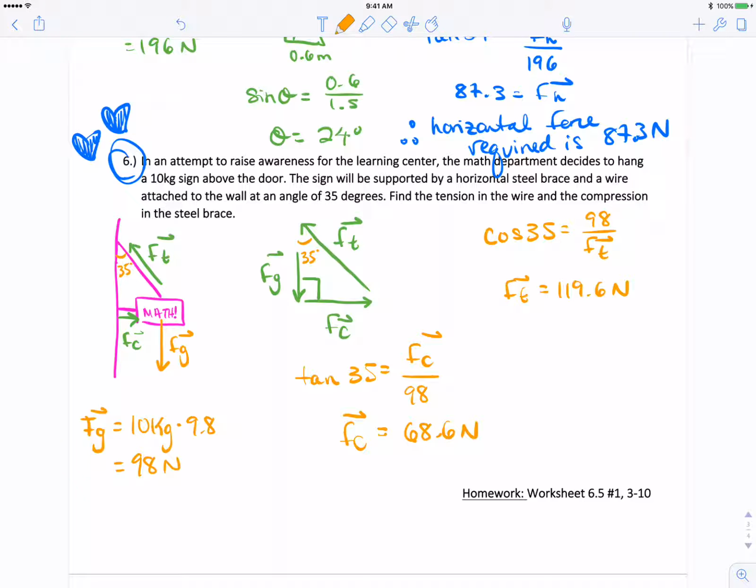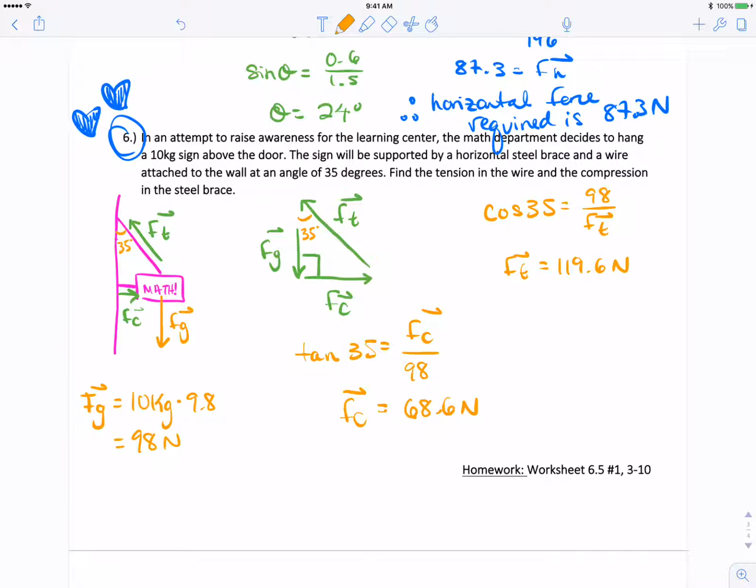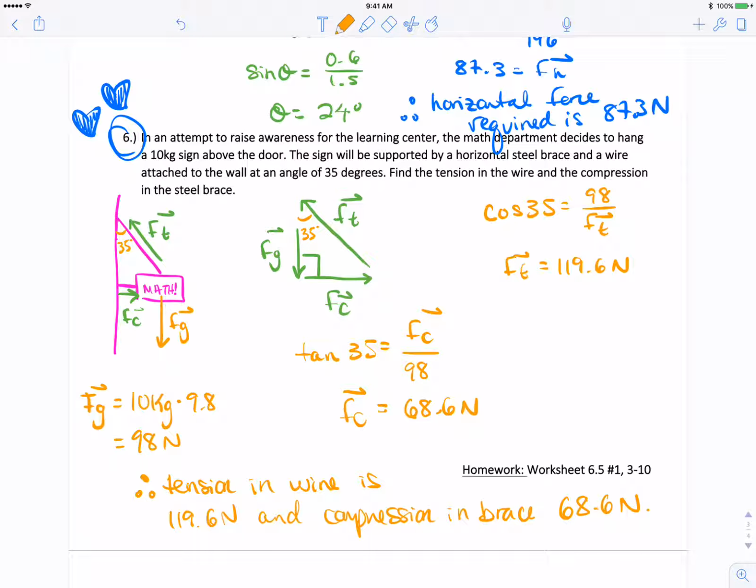And that's it. Because it is a word problem, I would ask that you just write a statement. Therefore, tension in the wire is 119.6 newtons, and compression in the brace is 68.6 newtons. These don't have a directionality, they're just absolute values. They're magnitudes, right? Magnitudes of F of C, magnitudes of F of tension. And you're golden. That's it.